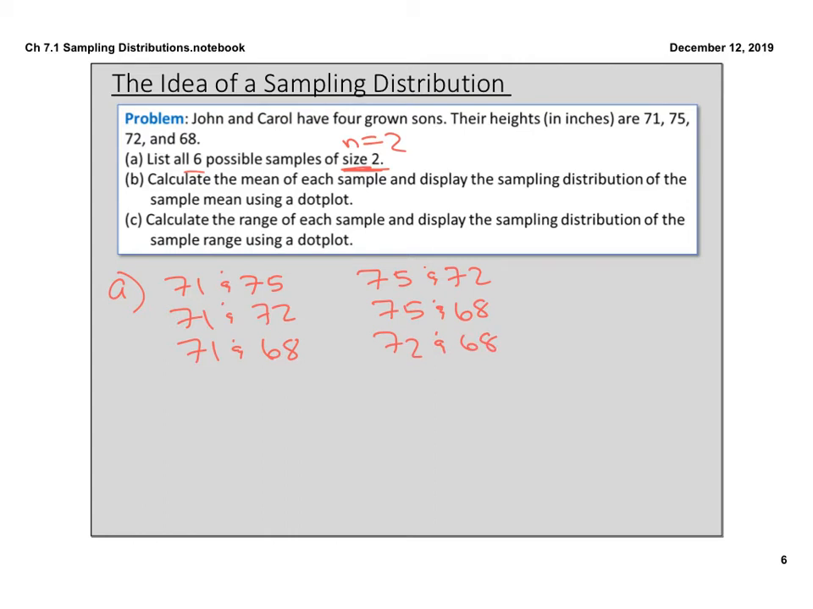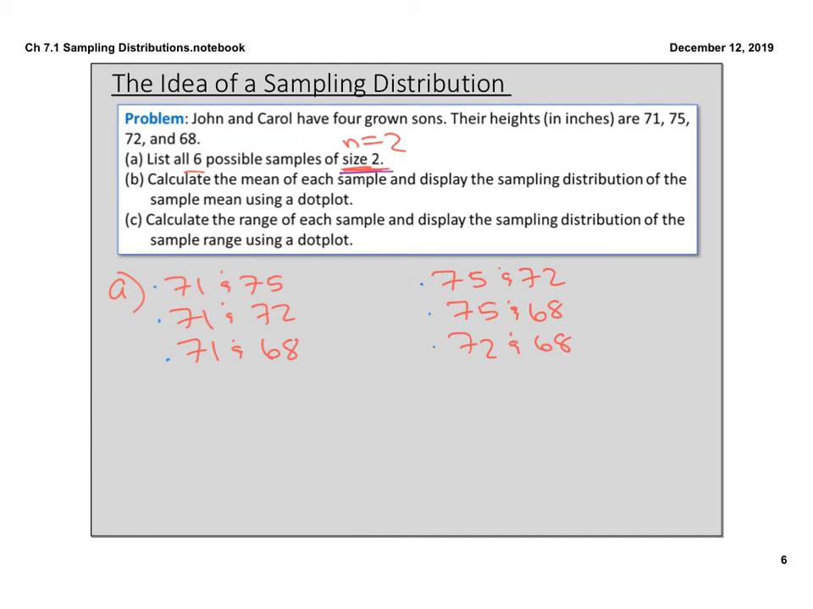Now, I'm not going to go through the hassle of listing 75 and 71 because that's the same group. It doesn't matter the order I pull them in. I just need to have 2 unique individuals in each thing. So this is 1, 2, 3, 4, 5, 6 different samples. There's 6 different samples of size 2 that you could pull from those 4 people. Then it says calculate the mean of each sample and display the sampling distribution of the sample mean using a dot plot. So really I want a mean of each of these things.